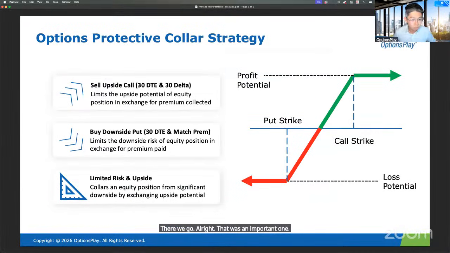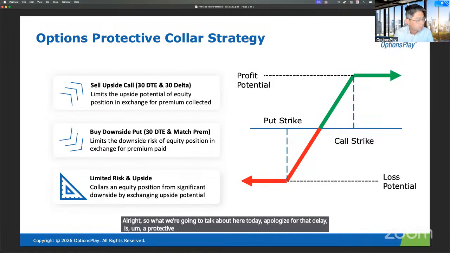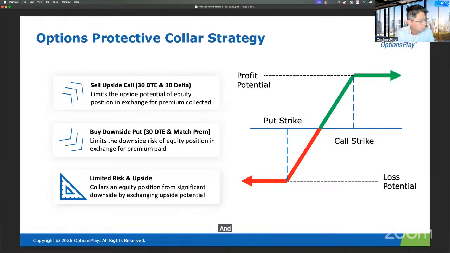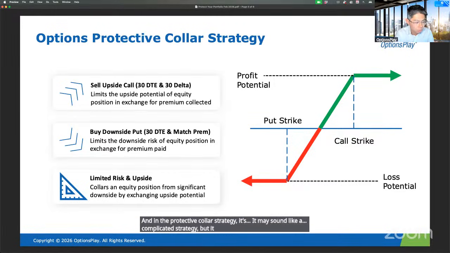All right, so what we're going to talk about here today, apologize for that delay, is a protective collar strategy. In the protective collar strategy, it may sound like a complicated strategy, but it's actually quite simple. So I'm going to break it down into its individual components to help you better understand it.